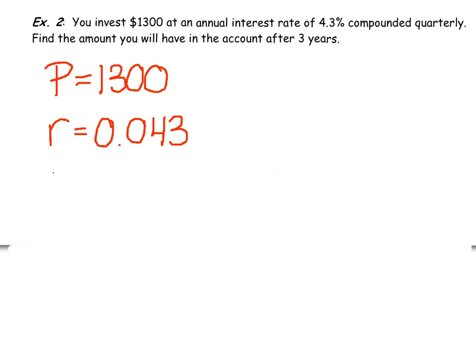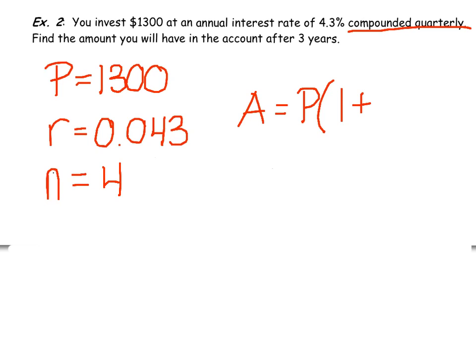And then we're told it's compounded quarterly. That's our N, and quarterly means 4 times a year, so N equals 4. Finally, they want to know what A is in the formula P times 1 plus R over N to the NT power. Well, they want to know after 3 years, so our T is going to be 3. So pause the video, solve this problem, and let's see what you get.